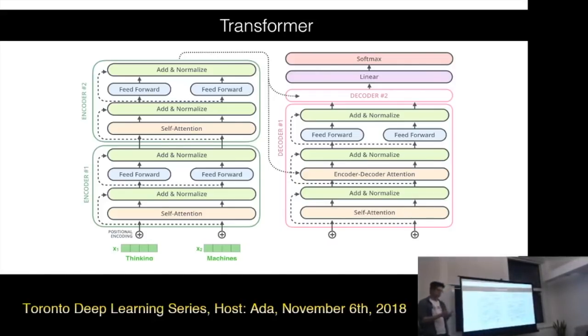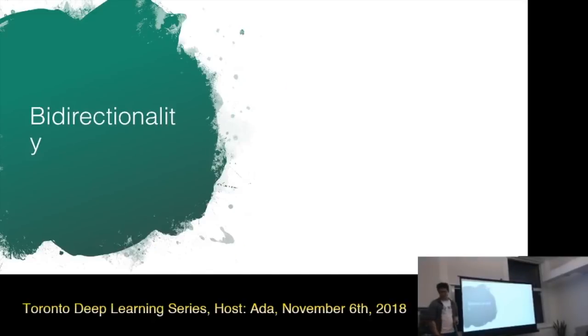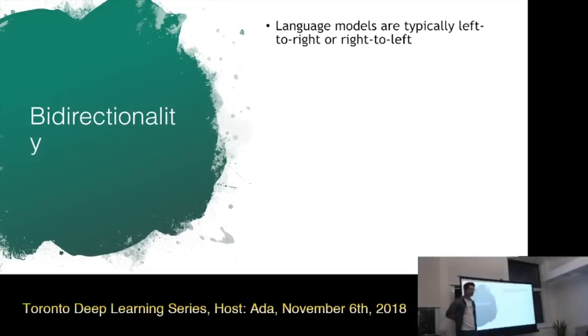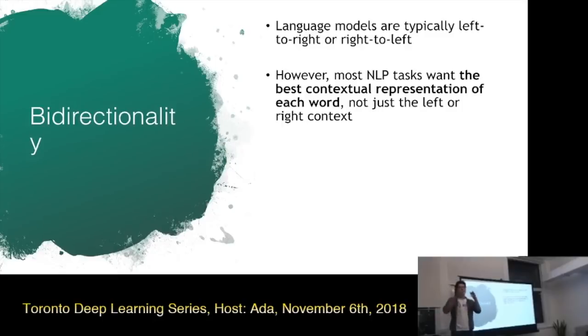Okay, moving on. Bidirectionality. So language models are typically unidirectional, meaning that they go either left to right or right to left, like RNNs. The thing is, it doesn't make a lot of sense because most NLP tasks just want the best contextual representation of the entire word. And you should see everything to the left and right.